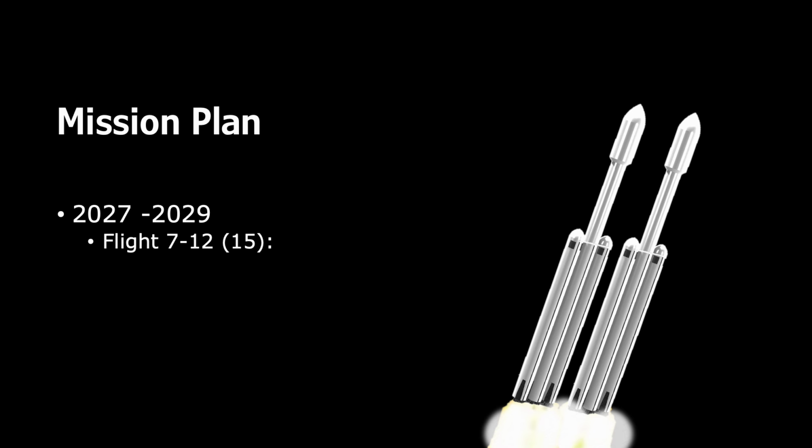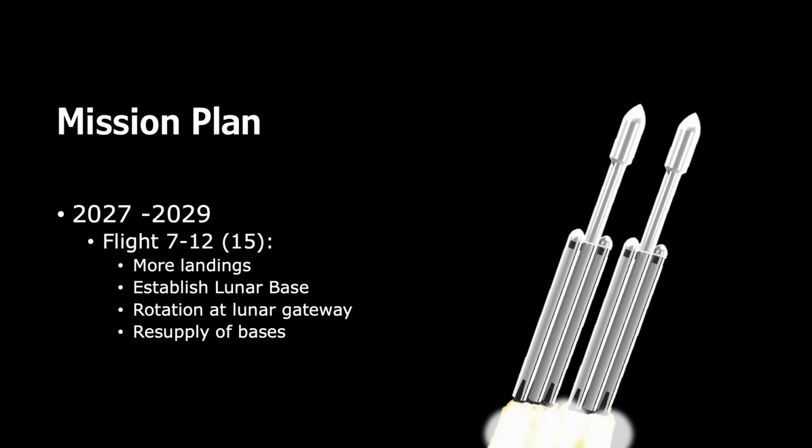Now, what about 2027 to 2029? I'm not showing beyond this because I think eventually that Starship in the 2030s will replace this. So this is really looking for the end of the decade. Flight 7 to 12 if it's 2 flights a year, or 7 to 15 if it's 3 flights a year. So these are some of the things you could do. Firstly, more landings. Establishing a permanent lunar base, a small one initially, rotation at the lunar gateway, and obviously the resupply of both of these bases.